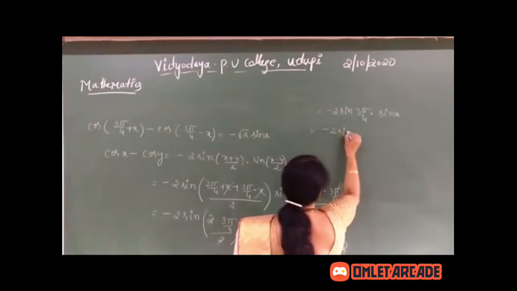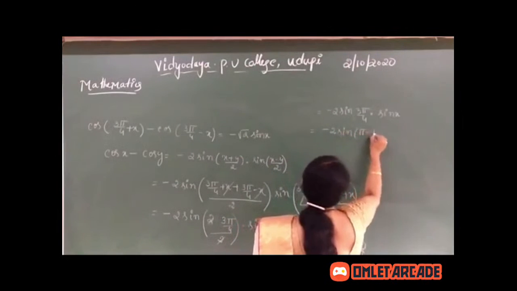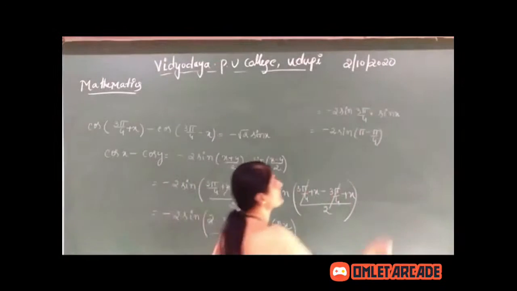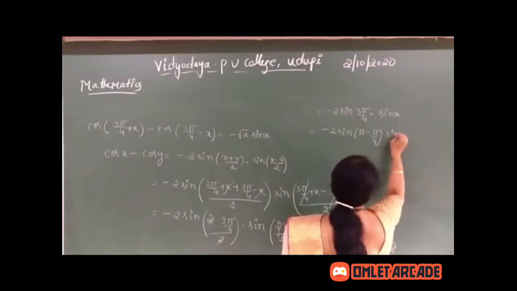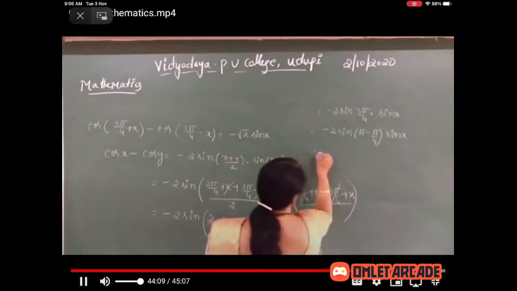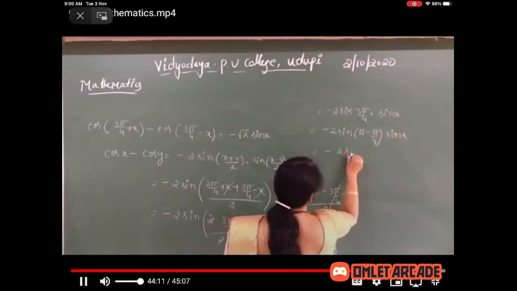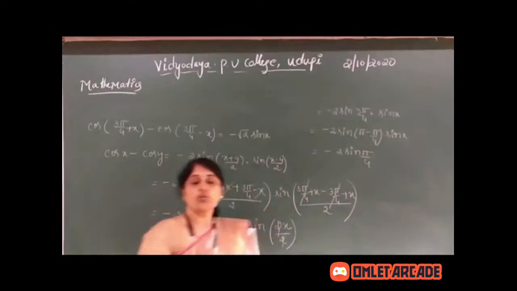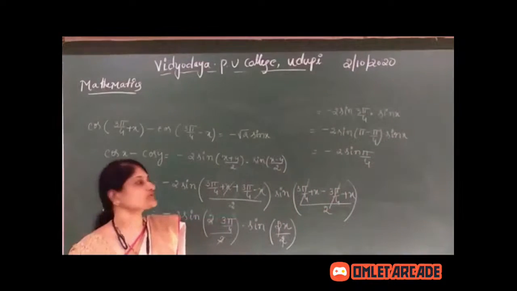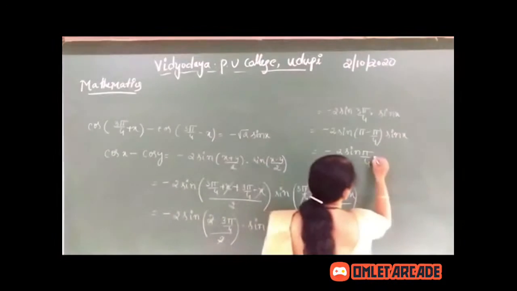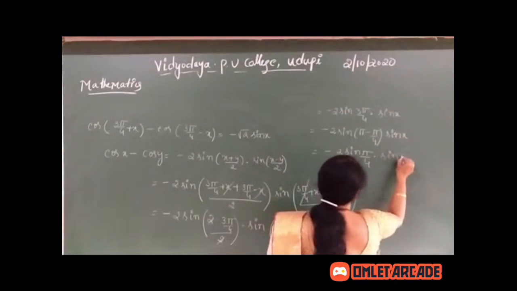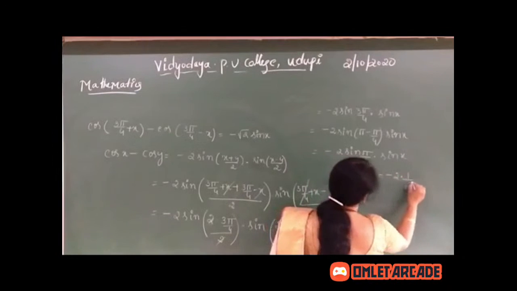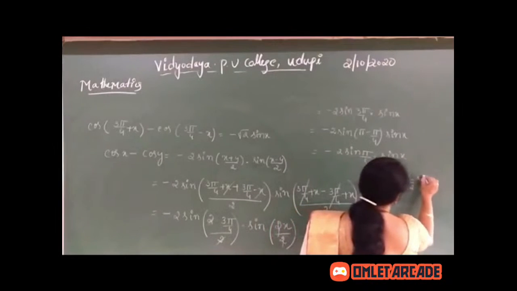How do you write this? Sin of pi minus pi by 4. 180 minus theta, into sin x. So this is minus 2 sin pi by 4. Is that clear? 180 minus theta is in the second quadrant, where sin is positive, into sin x. So this becomes minus 2 into 1 by root 2 sin x.